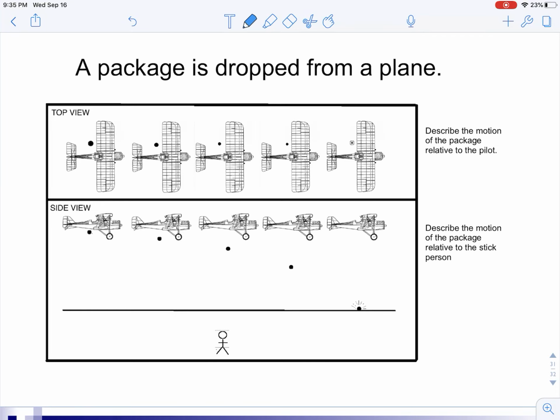Because of this, when somebody drops a package out of an airplane, to them, it looks like the package is just getting further and further away. It looks like it's just dropping straight down. That is because they are moving together with the same horizontal speed. The only difference between the motions of the package and the plane is the fact that the package is falling in addition to moving sideways. So somebody in the plane would see the package as dropping straight down, because that's the only difference between the two motions.